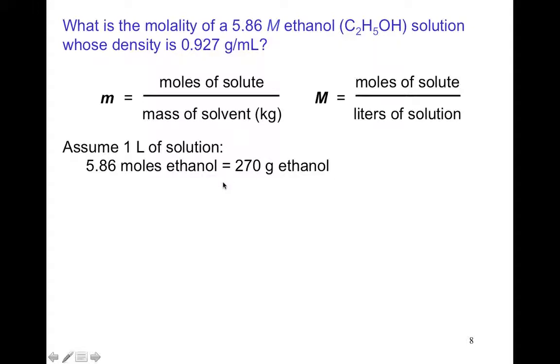So just like we've done earlier in the year, you add up grams per mole, moles cancels out, and you're left with grams. So 270 grams. Now, if we need to get to a liter, then we can say we have 270 grams of ethanol, then we have 927 grams of solution. And we know that because if we have a liter of solution total, that's equal to 1,000 milliliters. And our density in this problem is given to us as 0.927 grams per milliliter.